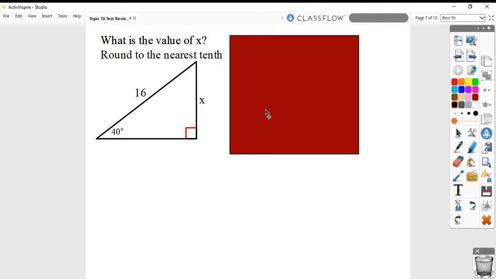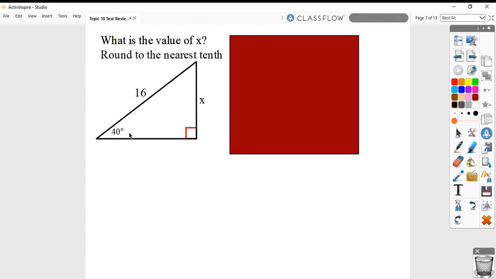All right, here's where some of the problems start that are asking for a numerical input answer. So it's not just multiple choice anymore. You got to put something in for yourself. All right, so we're looking, what is the value of x?